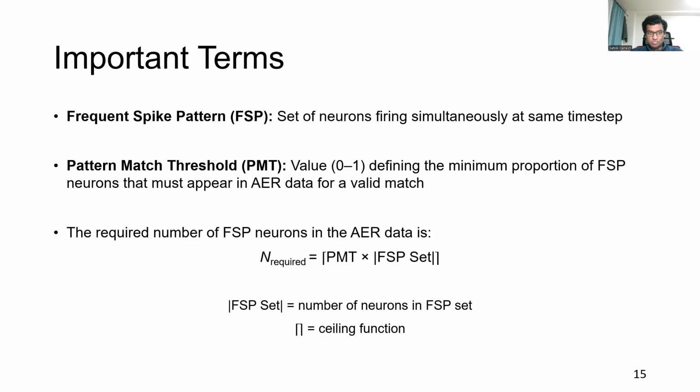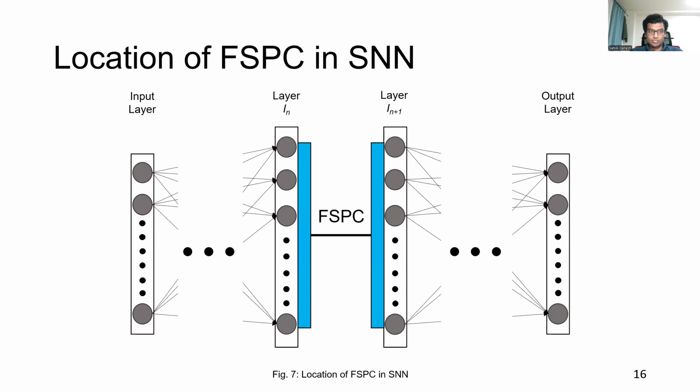Now, I'd like to discuss some important terms that we'll be using in the upcoming slides. First being frequent spike pattern, or FSP. These are a set of neurons that fire simultaneously at the same time step. Pattern match threshold, or PMT, is a floating point value from 0 to 1, which defines the minimum proportion of FSP neurons that must appear in the AER data for a valid match. The required number of FSP neurons in the AER data is calculated by the following equation.